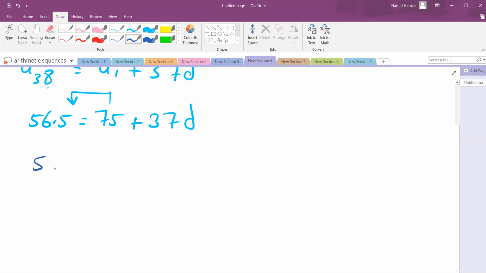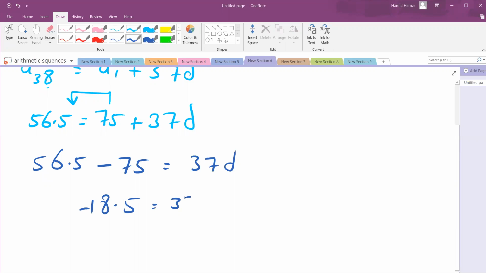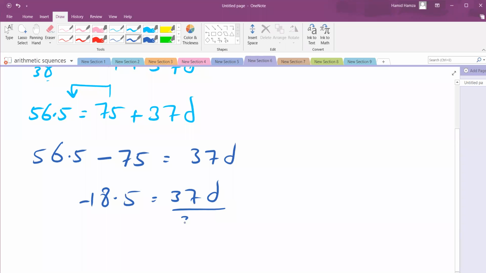Look at my step by step like this. 56.5 minus 75 equals negative 18.5. This one is negative 18.5. Then divided by 37. Yeah, 37.